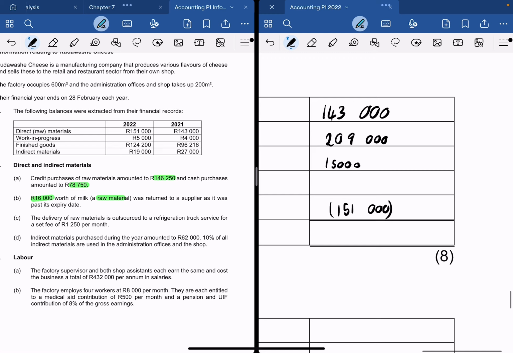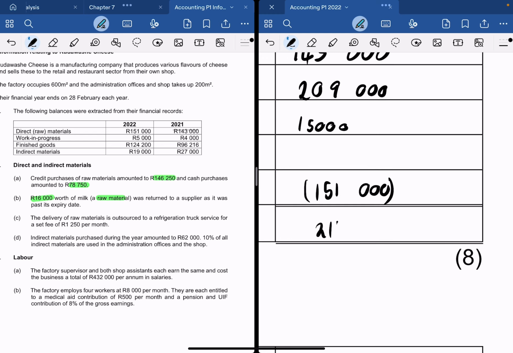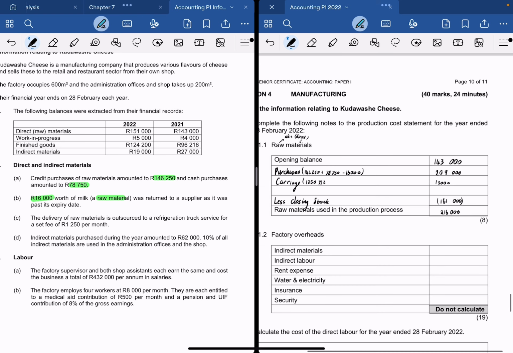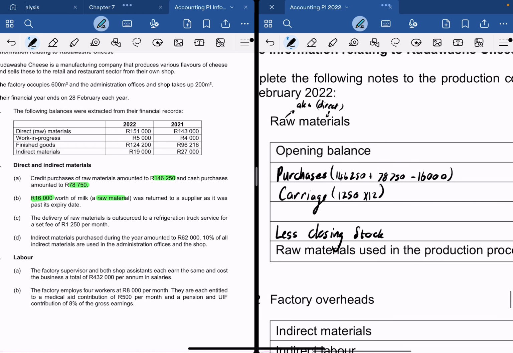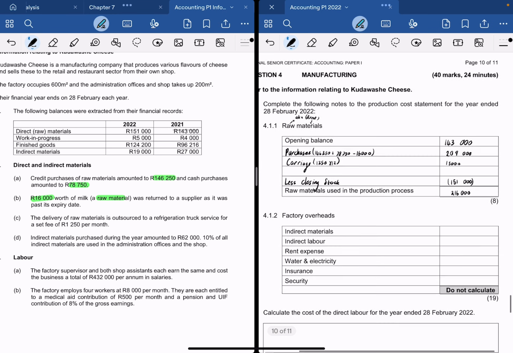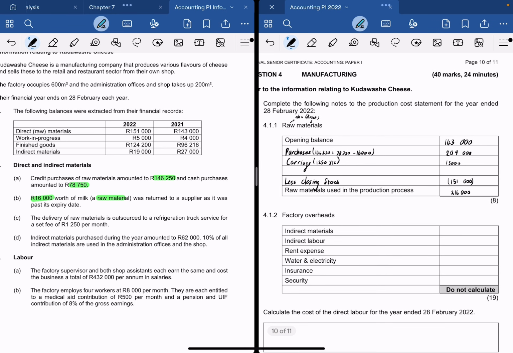151,000. 216,000. Perfect. 8 marks. Very easy, very straightforward. Only calculation is really this times by 12, and we subtract the spoiled milk because it's no longer a purchase. Pretty easy. Nice 8 marks.